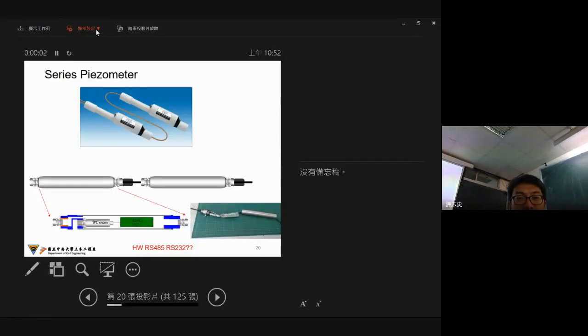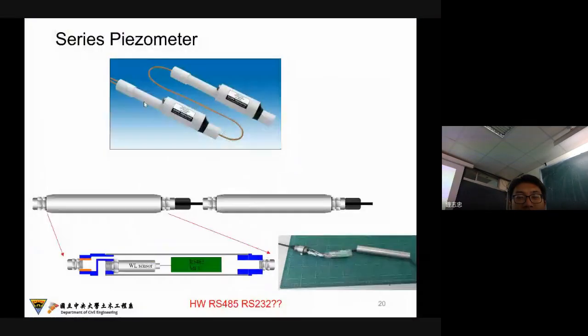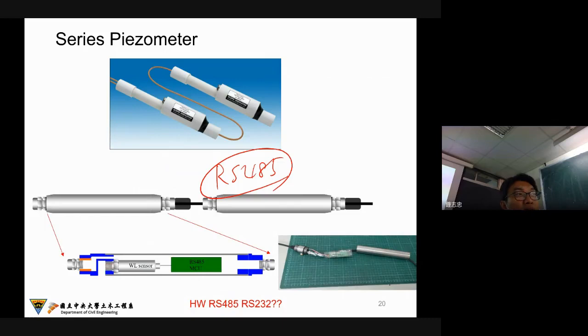We just mentioned that we can use this kind of series piezometer based on the RS-485 transmission protocol to integrate several sensors into one transmission line. I think this will be convenient for field monitoring if you only have one borehole.